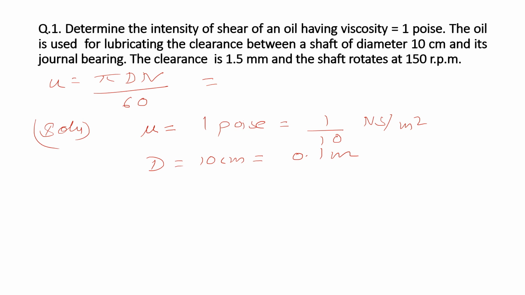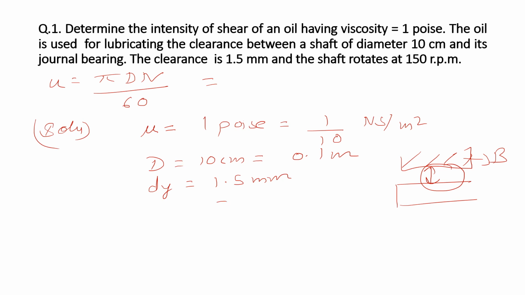And the distance between the shaft and the journal bearing. So this was the shaft and this was the bearing. This distance is our dy. We will write it as 1.5 mm, and we will convert it to meters. So it will come out to be 1.5 × 10^-3 meter.